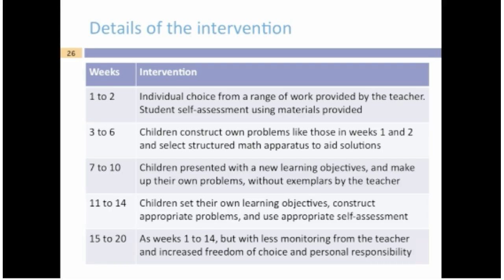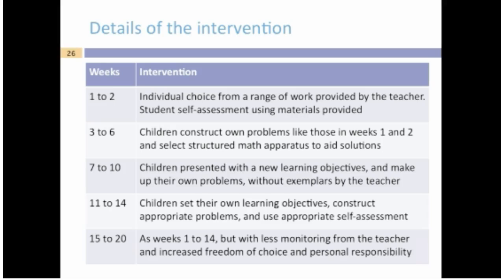In weeks 3 to 6, the students were encouraged to construct their own problems on new topics along the lines of those in weeks 1 and 2, and then they were allowed to select structured apparatus to help them in their solutions. So the choice was restricted, but they were nevertheless responsible for choosing. In weeks 7 to 10, the children were presented with new learning objectives, and then they were asked to make up their own problems that would help them tackle these learning objectives, and weren't given any examples to copy by the teacher.